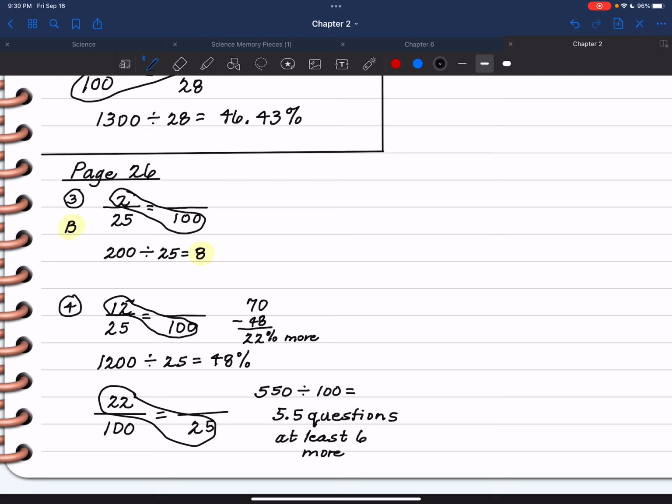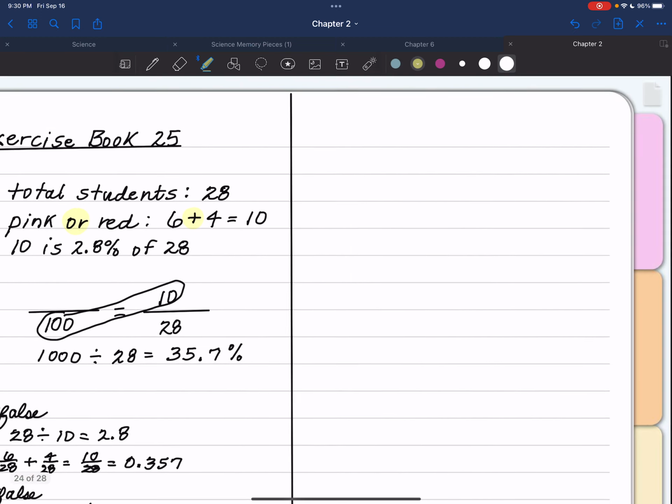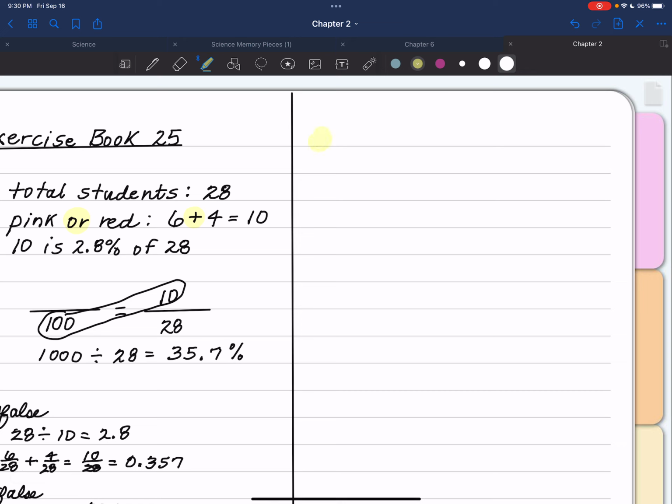And was that the question we were asked? How many more questions did the student need? So I'm going to say C. The student needed to get at least 6 more questions right to have that score of 70%. It would be a little over 70%, but you can't get half of a question. All right, number 5. And I will check these at the end of the page. That's a little easier so I don't have to keep flipping to the back.